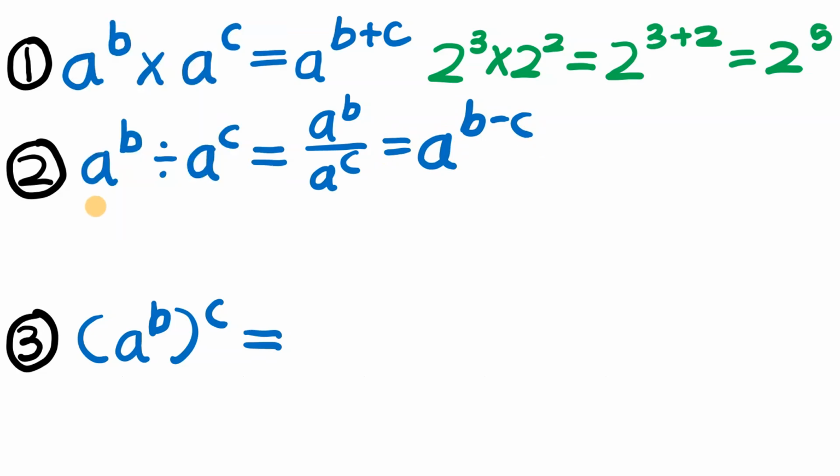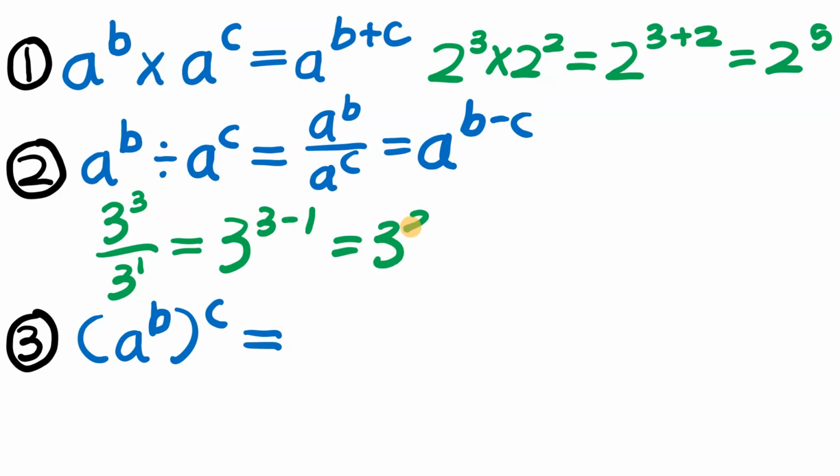So for example, if you had 3 to the power of 3 over 3 like this here, remember when you have this 3 on its own here, this is actually 3 to the power of 1, so therefore we can use the indices law here and write this as 3 to the power of 3 minus 1, which is 3 to the power of 2.